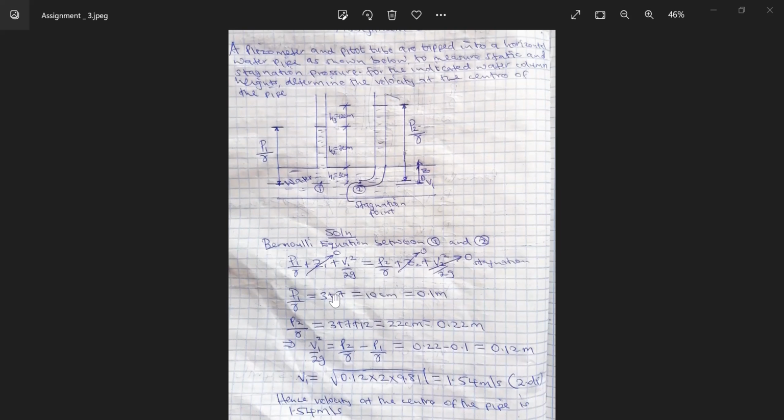Then when we go to pressure head 2, remember, it's from the middle of the pipe up to this level here. So I'll add 3 centimeter plus 7 centimeter, which is 10, plus 12 centimeter, which is 22 centimeter. But now I convert to meter, which is 0.22 meter.